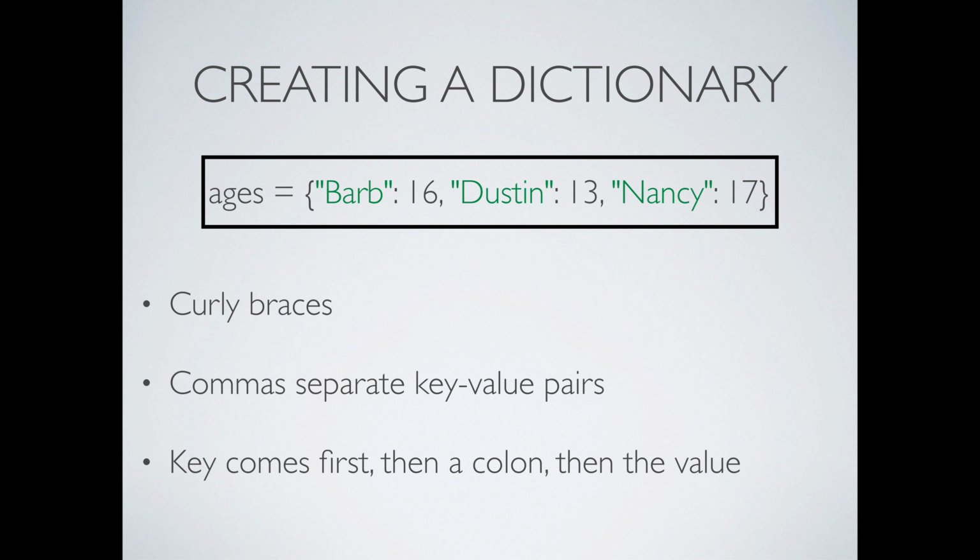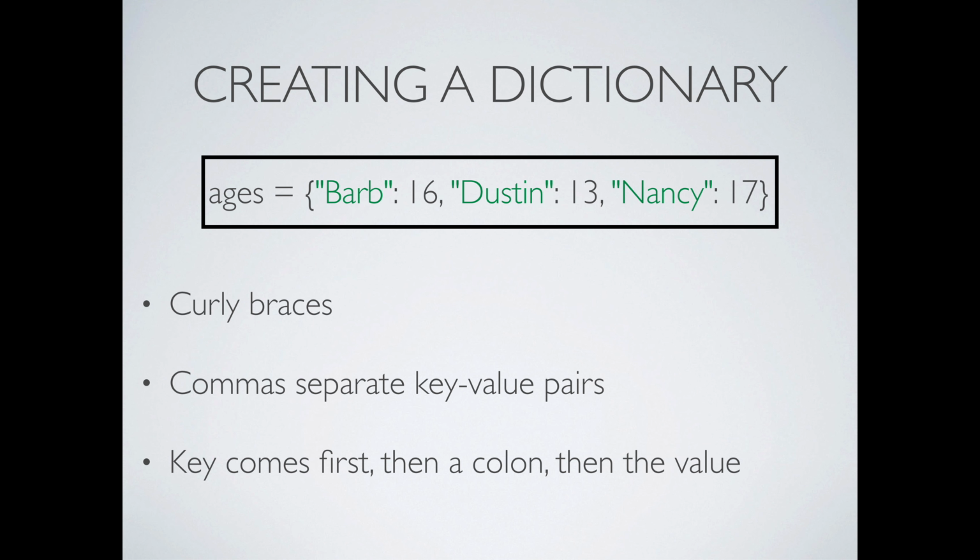So first thing I'll point out with dictionaries, dictionaries use curly braces. These are not the same as square brackets. They are not the same as parentheses. These are curly braces. Each key-value pair is separated by a comma. And then within the key-value pairs, the key comes first, then a colon, then the value.